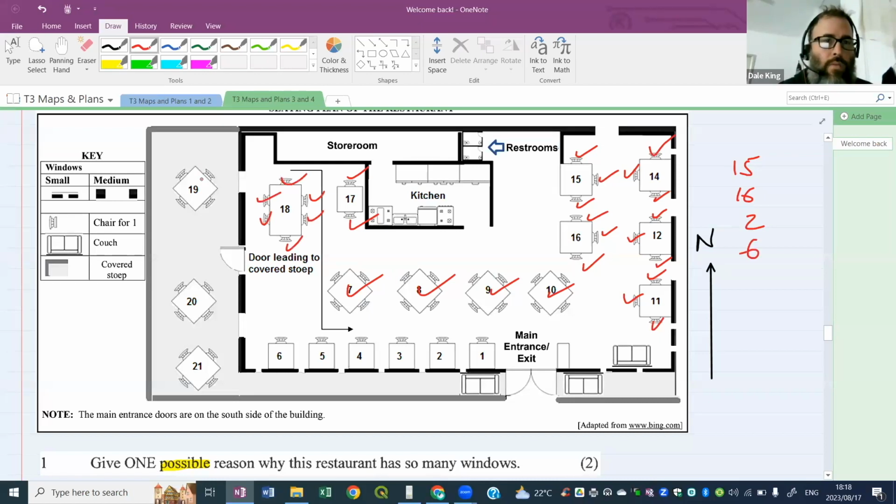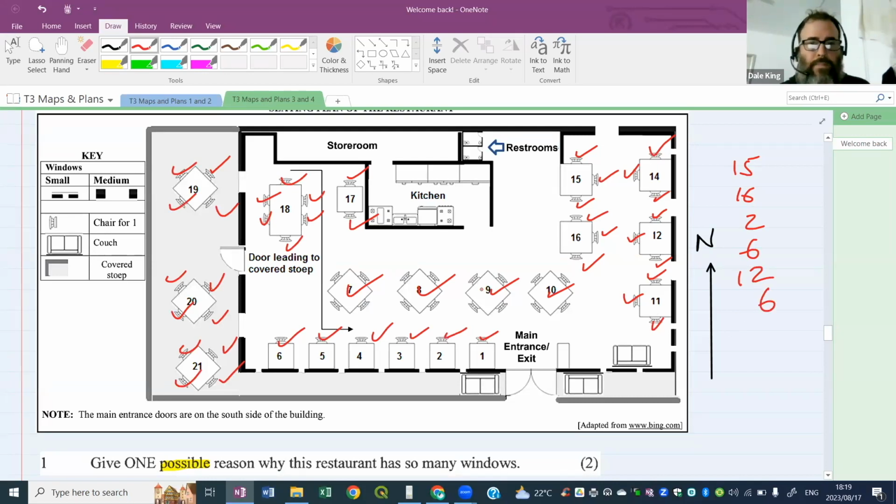And here we have a group of 3 tables with 4 chairs each. 3 times 4 is 12. So I've got 12 over there. Now we've got singles at the bottom: 1, 2, 3, 4, 5, 6. I've got 6 over there. Now the couches, we'll talk about that now, but let's see what we have available so far.